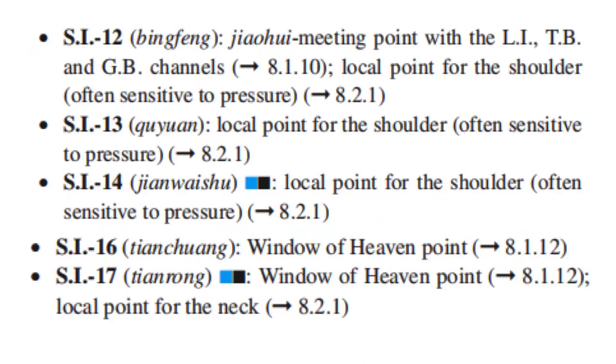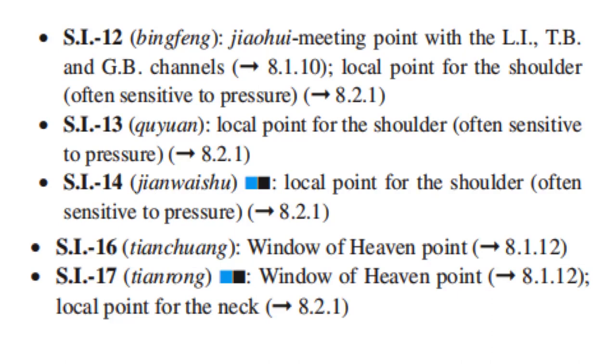SI12, Jiao Hui meeting point with the LI, TB, and GB channels, local point for the shoulder, often sensitive to pressure. SI13, local point for the shoulder, often sensitive to pressure. SI14, local point for the shoulder, often sensitive to pressure.